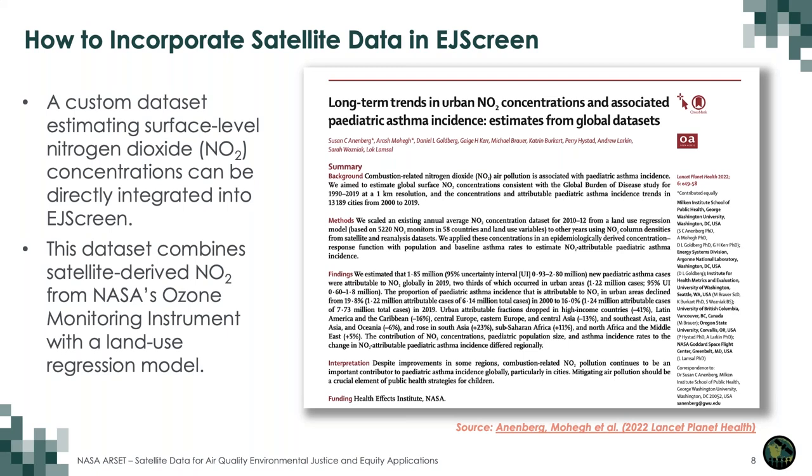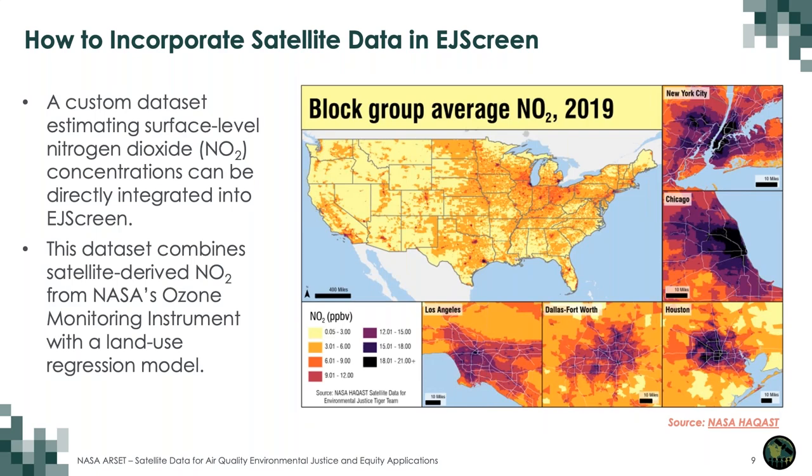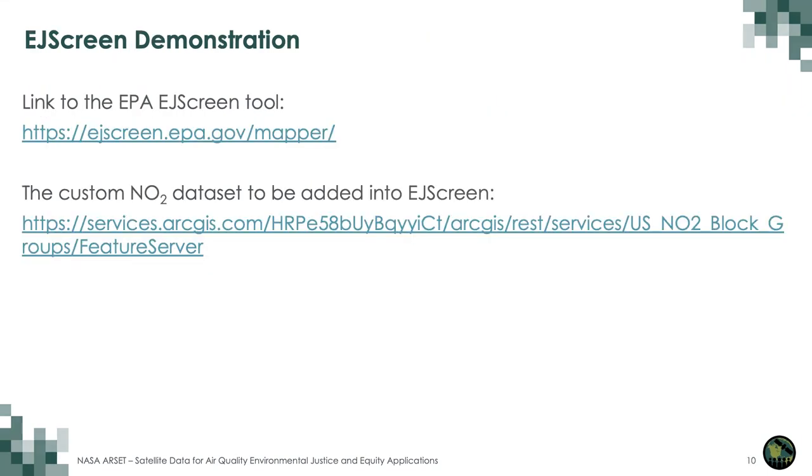We then took these census block groups averages and, with help from Colleen Heck at the University of Wisconsin-Madison, generated an online data set that can be directly integrated into EJScreen. This particular data set represents NO2 concentrations in units of parts per billion averaged over the year 2019. The image that you see on the screen, courtesy of Emily Reichert at George Washington University, shows what this census block group averaged NO2 data set looks like in the US, as well as in many urban areas that we've zoomed into. Now it's time for all of us to upload this data set as a custom layer in EJScreen. And to do this, you'll both need to open up the EPA's EJScreen website, as well as get the link that was provided in our training materials that links to this NO2 data set.